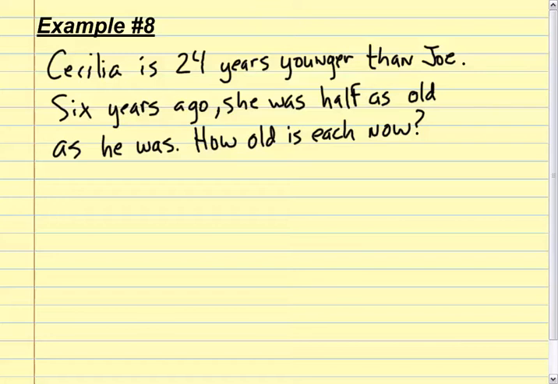C is equal to J minus 24. And then the next one would be C minus 6. So 6 years ago. Careful, Drew. All right, 6 years ago C minus 6 is equal to... was she twice as old? Oh, no, sorry. She's half as old, so 1/2.